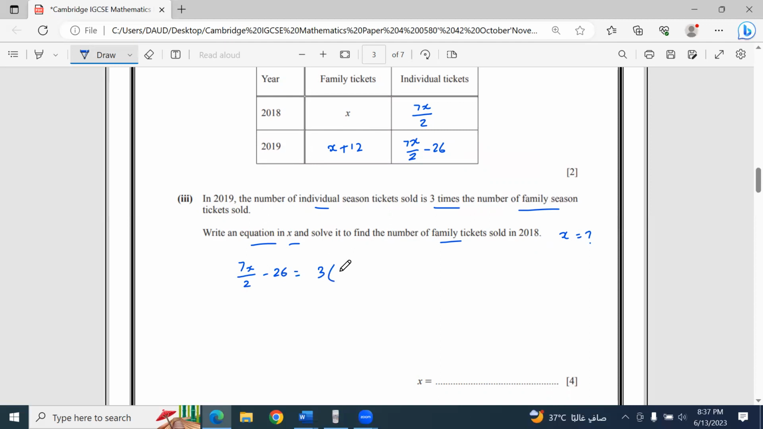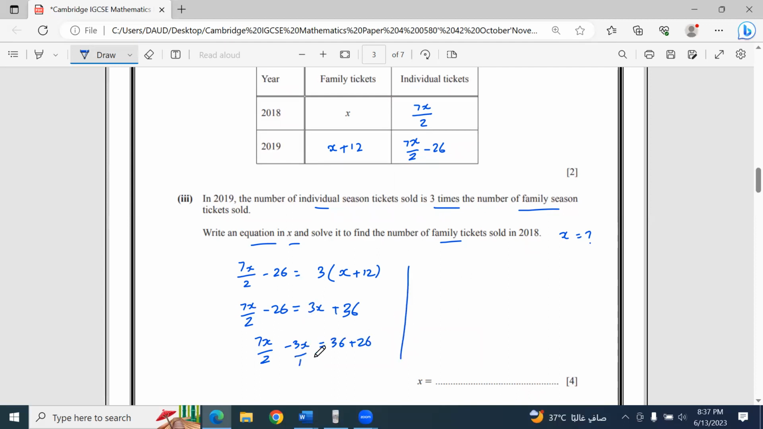Okay, so family tickets are increased by 12. So x plus 12, then it is an equation, and we will try to simplify to find the value of x. So 7x over 2 minus 26 is equal to 3x plus 36. We can bring 3x from right to left. So 7x over 2 minus 3x is equal to 36 plus 26.